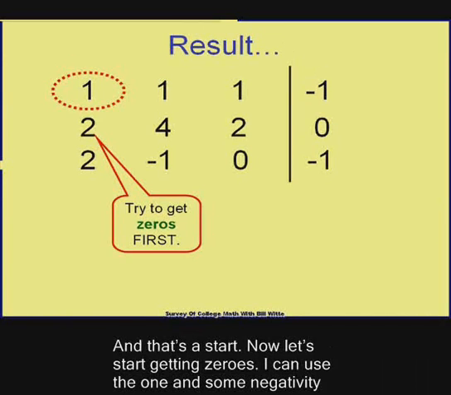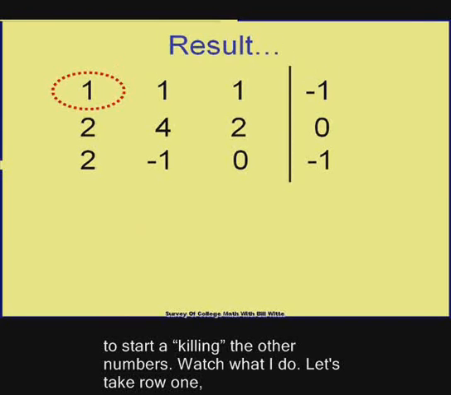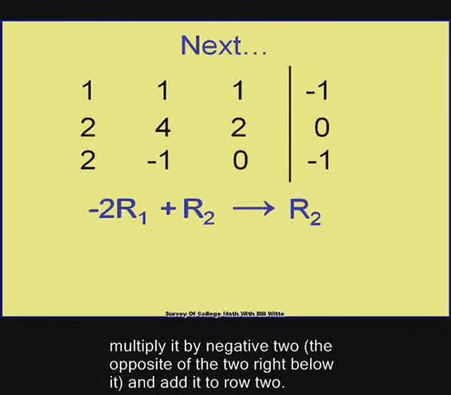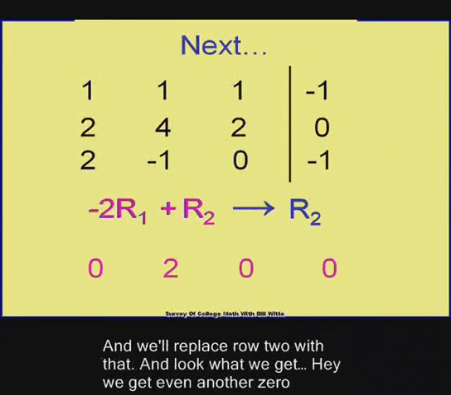Alrighty then. Now let's start getting 0s. And I can use the 1 and some negativity to start killing the other numbers. Watch what I do. Let's take row 1, multiply it by negative 2, the opposite of the 2 right below it, and add it to row 2, and that's what we'll change row 2 into. You get the idea? Multiply row 1 by a negative 2, add it to row 2. Of course, at least in that first position, we'll get a 0, and we'll replace row 2 with that.